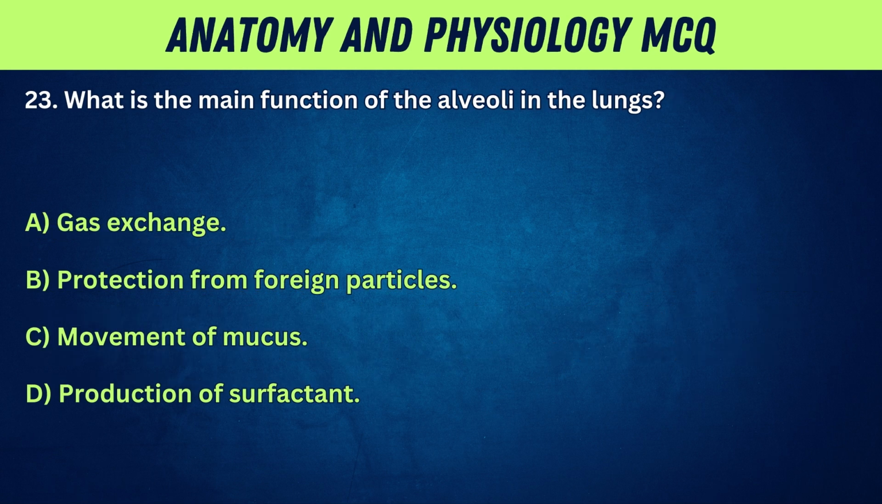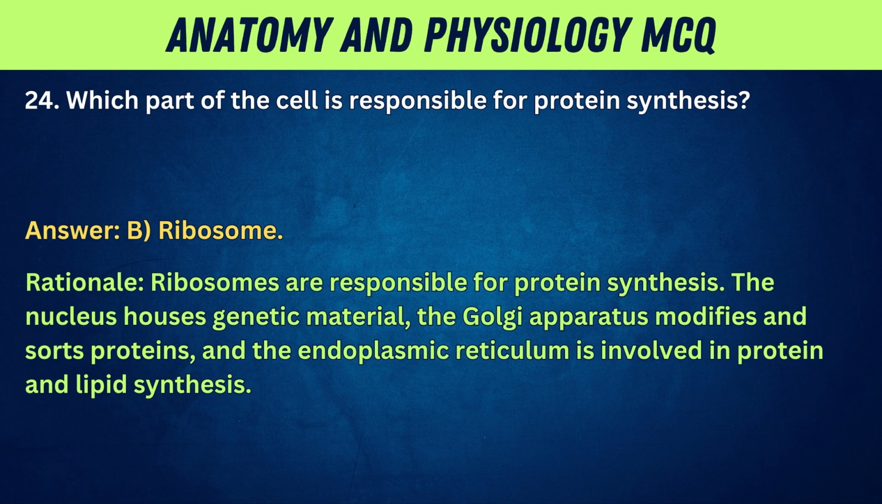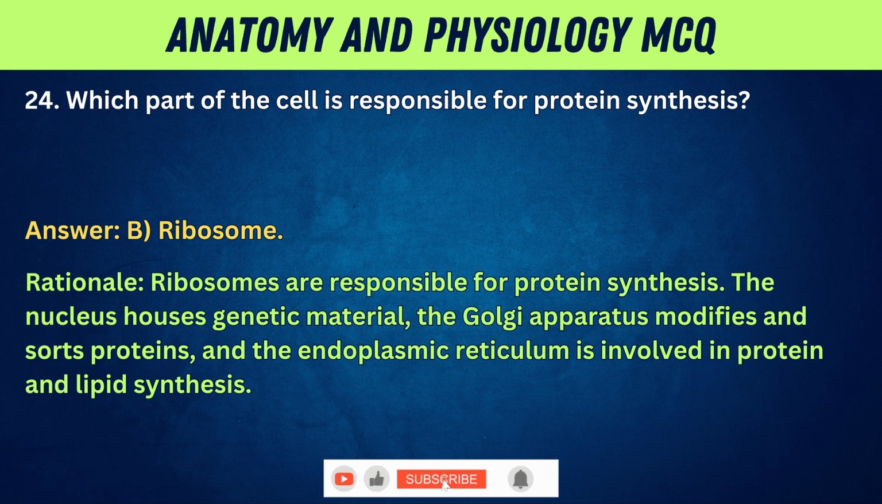24. Which part of the cell is responsible for protein synthesis? A. Nucleus. B. Ribosome. C. Golgi apparatus. D. Endoplasmic reticulum. Answer: B. Ribosome. Rationale: ribosomes are responsible for protein synthesis. The nucleus houses genetic material, the Golgi apparatus modifies and sorts proteins, and the endoplasmic reticulum is involved in protein and lipid synthesis.